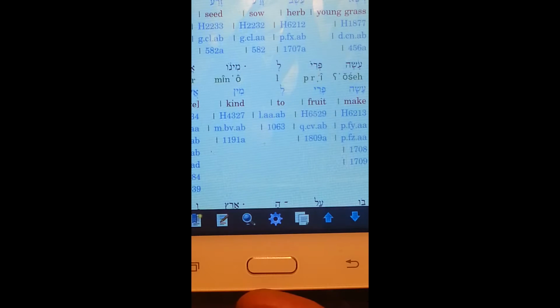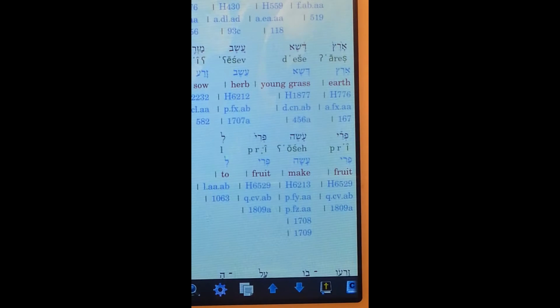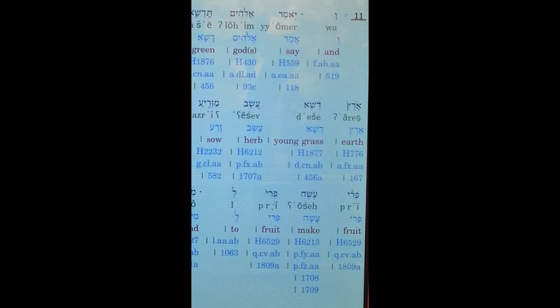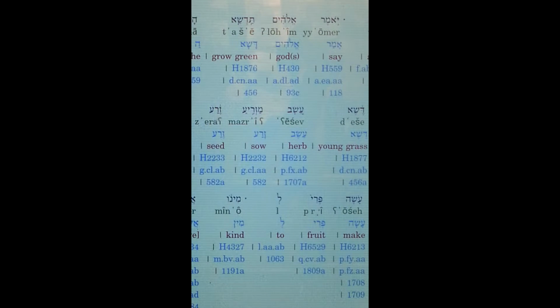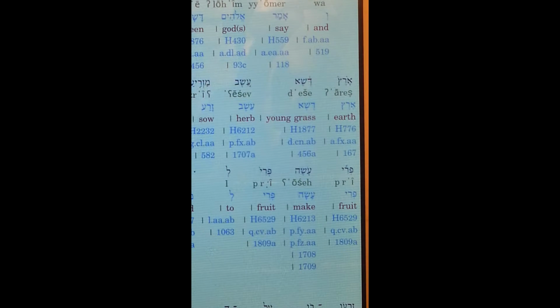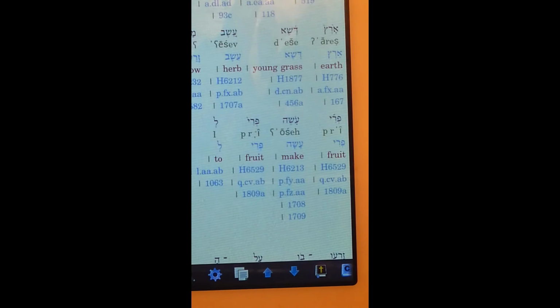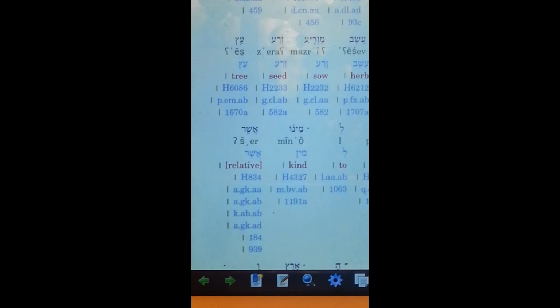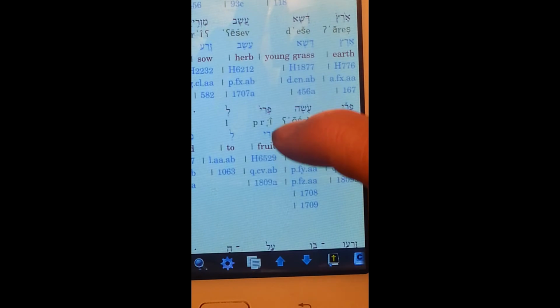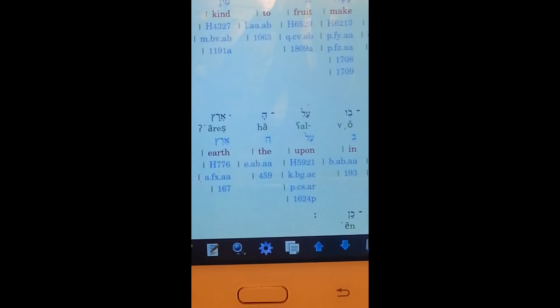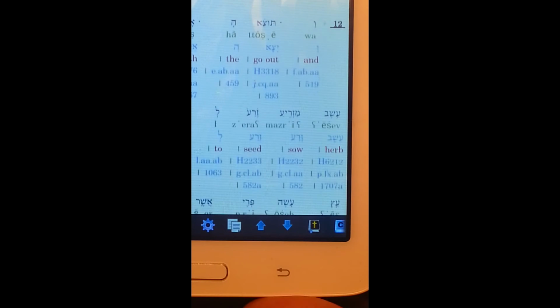Oh yeah, this is cool. Check this out. And say, Elohim, grow the green earth, young grass, herb. Okay, you see that? Grow the grass, herb. That's what's going to be on the earth during creation. Remember that. Sow the seed of the tree. The fruit makes fruit too, kind of its kind. It's a relative, right? Did you hear what I just said? Okay. Seed in upon the earth and be thus, right? Okay.